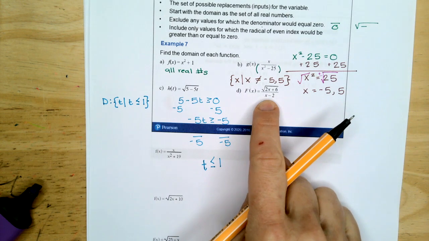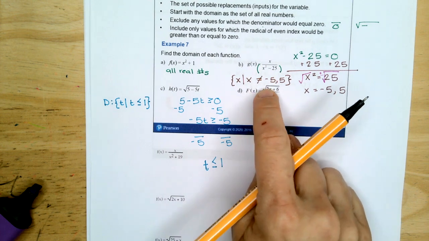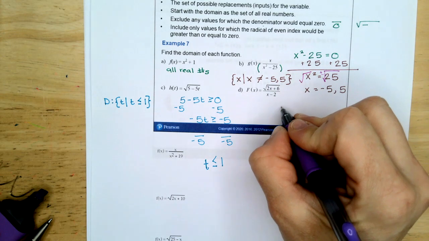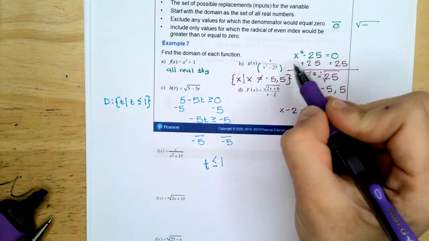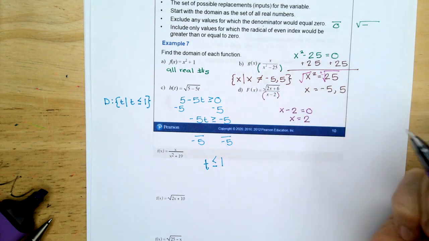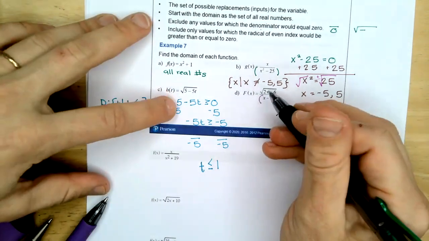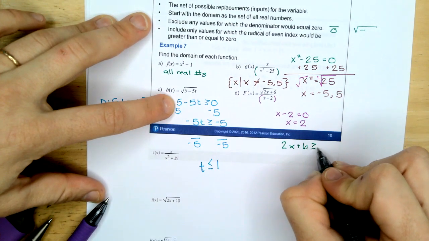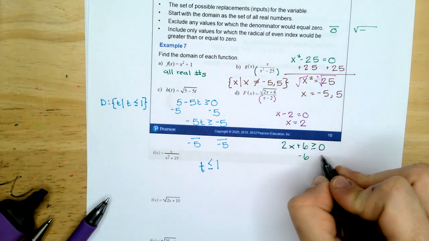Here we have both a number or an x in our denominator and an x under a radical. So for this one, we want to take this one and set it equal to 0, just like we took that bottom and set it equal to 0. X is 2, so we're eliminating x equals 2, but we also need to take this part and set it greater than or equal to 0, just like we did with the 5 minus 5t. So I'll subtract 6.